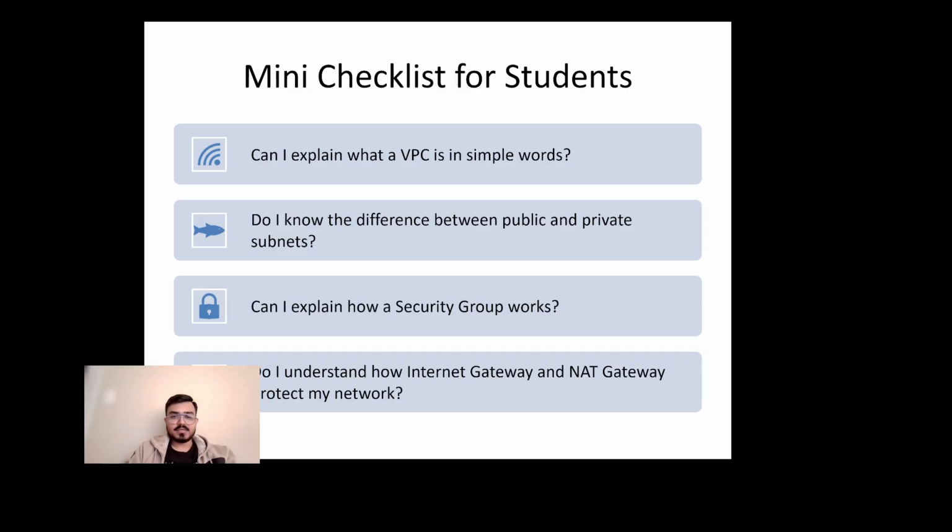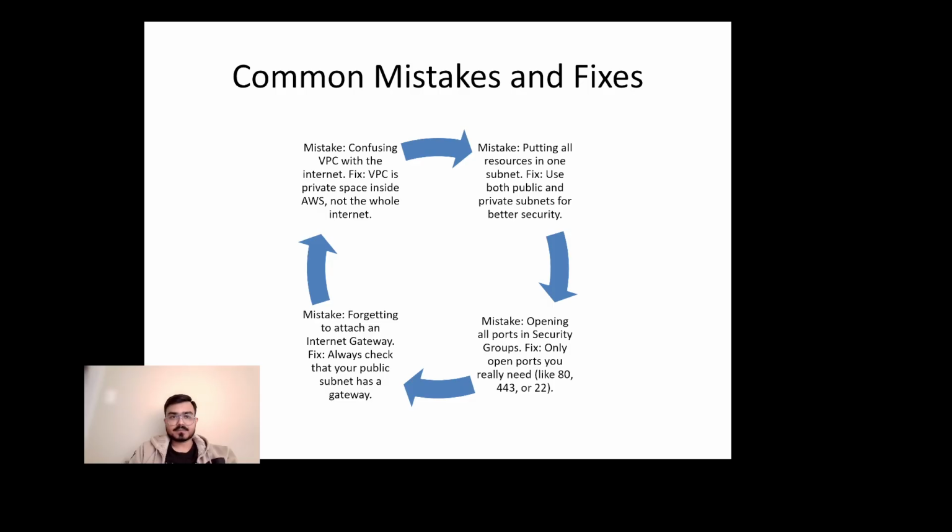So let's see a mini checklist for students. Can I explain what a VPC is? Do I understand public and private subnets? Do I know what security groups do? Can I describe what an internet gateway and a NAT gateway are? If you said yes to all of these, great job. You are learning AWS networking the right way.